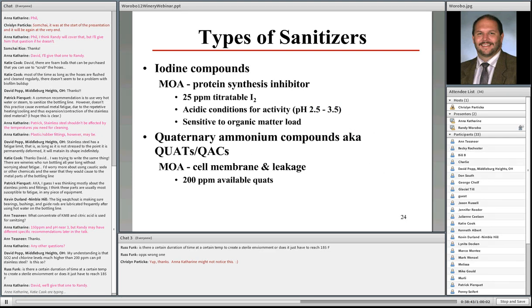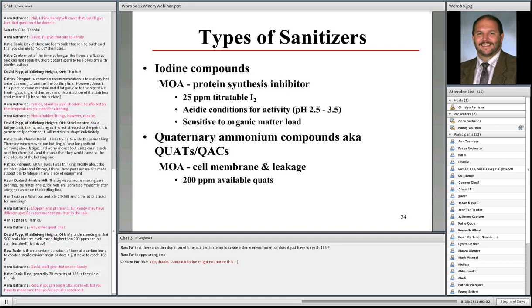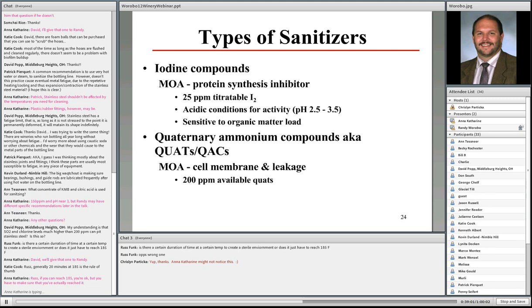Iodine-based compounds just stop protein synthesis, and once the microorganisms can't synthesize protein, they die. Typically, the concentration is about 25 parts per million of titratable iodine. It's the same as chlorine and sulfur dioxide in terms of pH optimum, but with iodine you have to be at a much lower pH. Once you're at 3.5, there's very little of the germicidal form being formed. You want to really target around pH 2.5. Iodine, like chlorinated compounds and brominated compounds, are extremely sensitive to organic matter. As soon as you have any organic matter there, which means your dirt, it's going to be bound up preferentially, and once it's bound, it does not have germicidal activity.